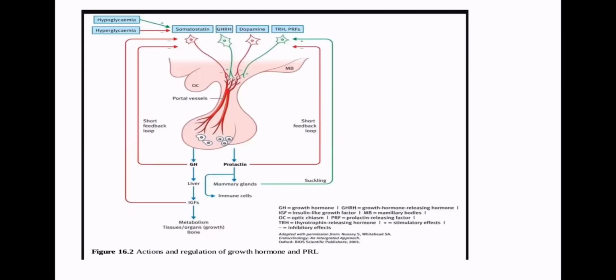Here is a diagram which we have already discussed, that prolactin also has a short feedback loop. It can inhibit itself, and suckling has a positive feedback on prolactin secretion. Dopamine and somatostatin have inhibitory effects, and also hypoglycemia causes somatostatin release, and hyperglycemia stops the somatostatin.